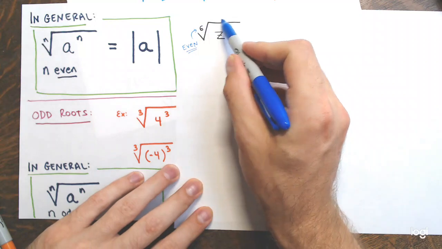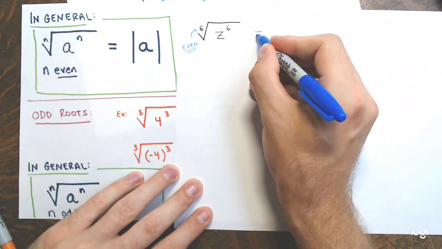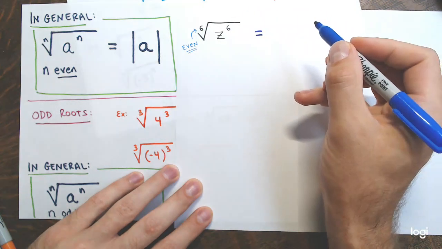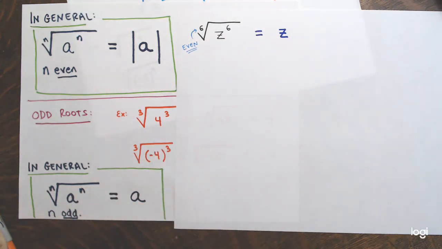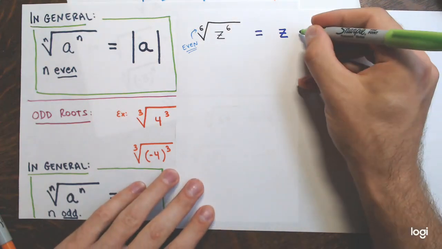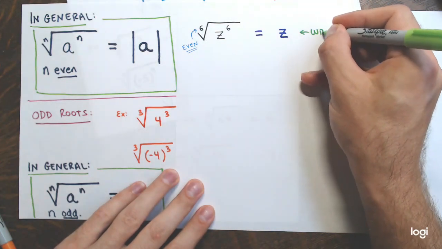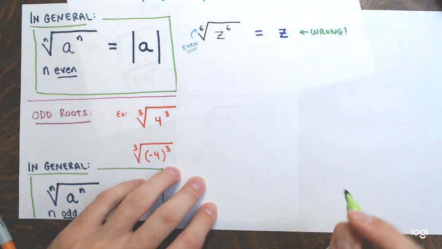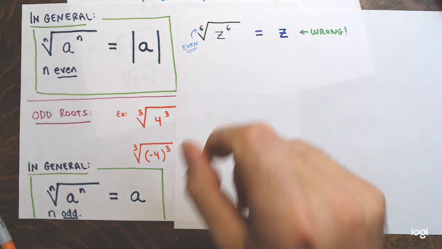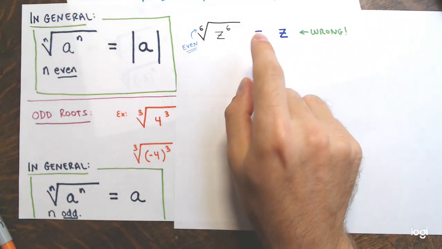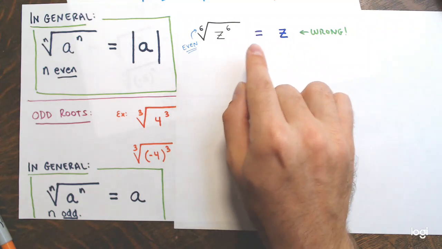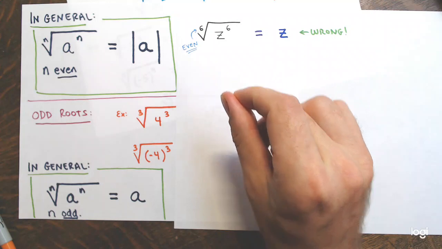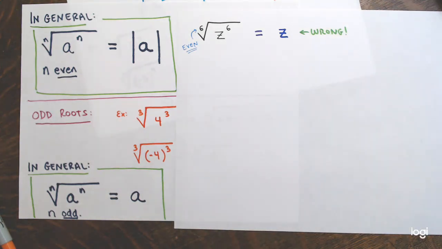the sixth root of z to the 6, again, you can't just undo them. You can't just say it's z. And here's why not. This would be wrong. If I just left it this way, this would be incorrect. And let's see why. Remember, when you say two things are equal and there are variables involved, that means they should have the same value for every value in the domain. Every number I can plug in for z should make this a true statement.